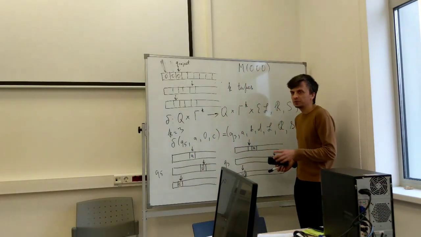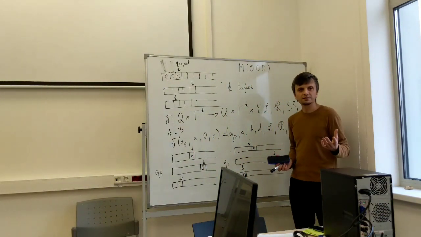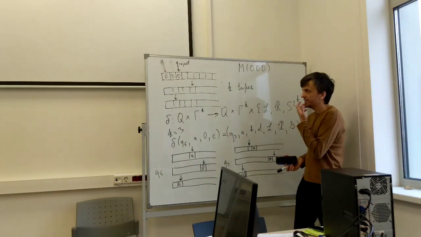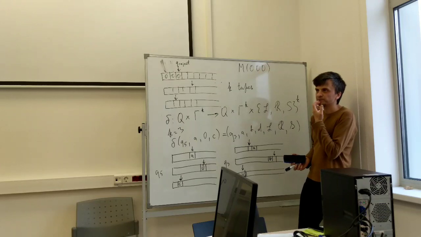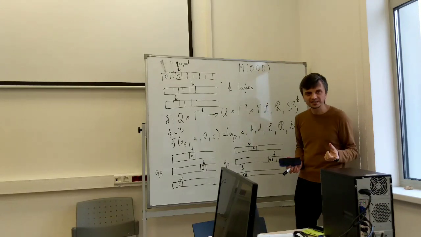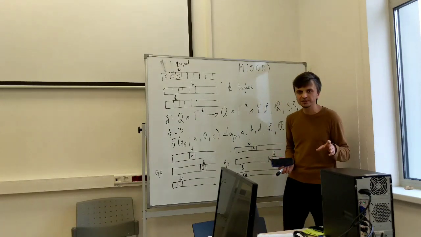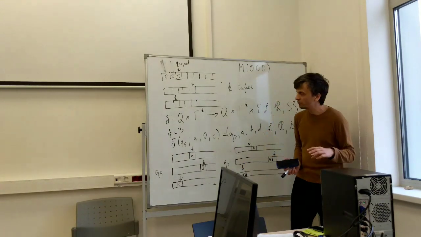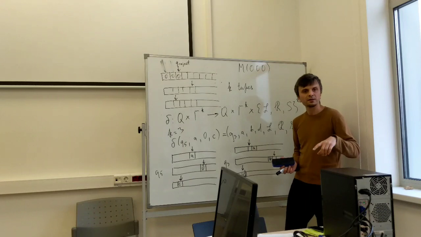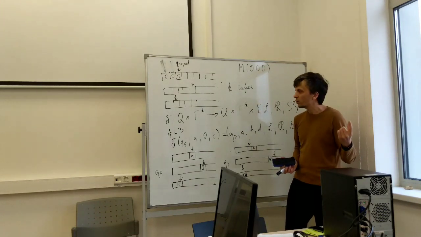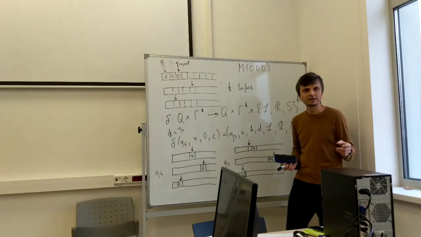So it seems that having more tapes than one is kind of more powerful. And indeed, in terms of computational complexity, it's a little bit more powerful. But in terms of computability, it's not really more powerful, in the sense that whatever language you can decide on a Turing machine with k tapes, you can decide it on a single tape machine as well.